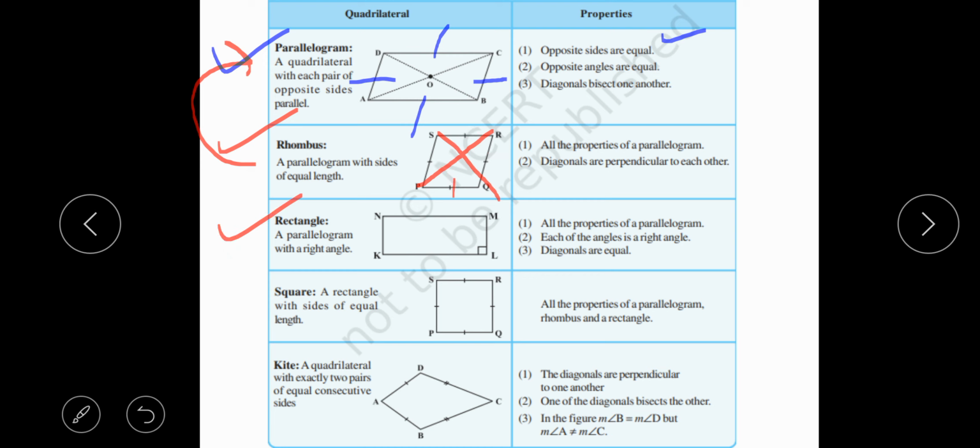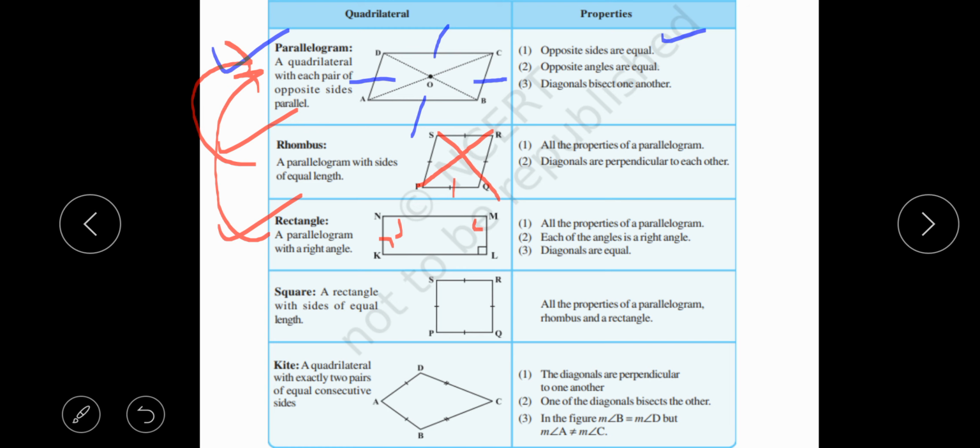Now the next one is your rectangle. Now a rectangle is also a parallelogram. It means it holds all the properties of a parallelogram. So it is a parallelogram in which all the angles are right angles.